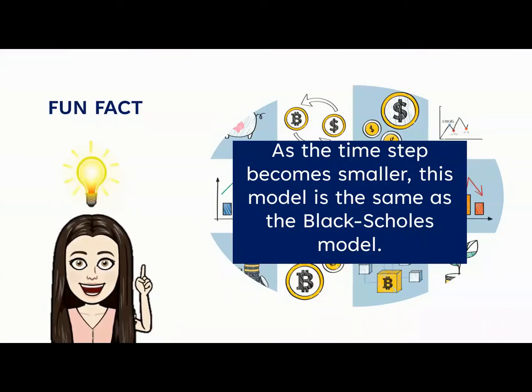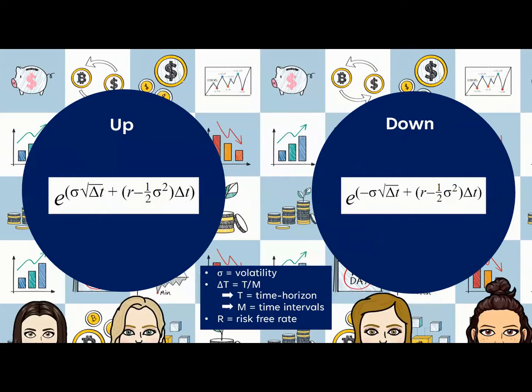Here's a fun fact. As the time step becomes smaller, this model is the same as the Black-Scholes model. Up is defined by this formula, and down with this one.